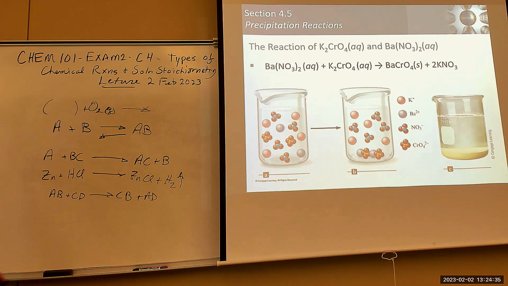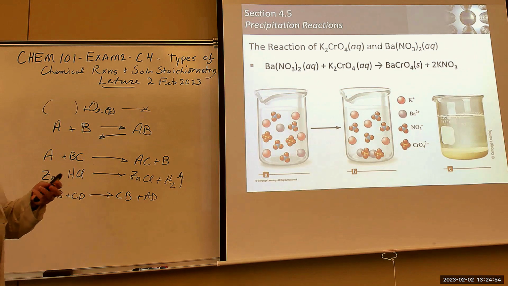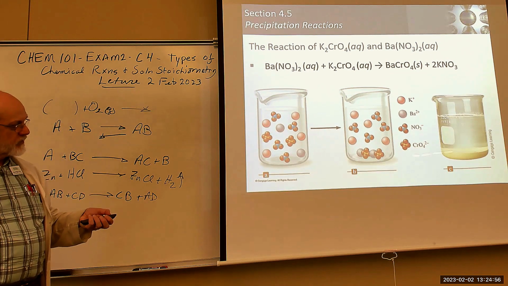Here's an example where you have barium nitrate and potassium chromate. Barium chromate is insoluble, but potassium nitrate is still soluble. So all the potassium ions and all the nitrate ions are still happy in solution. But the barium and the chromate combine and drop out of solution right here.